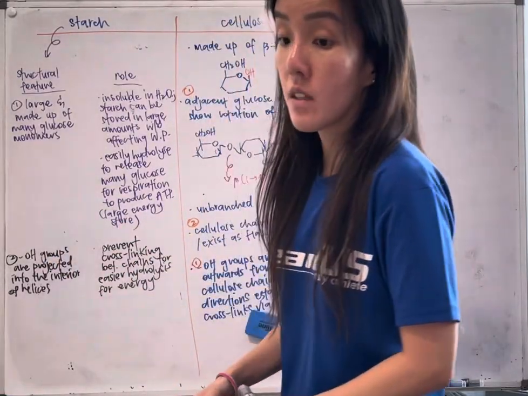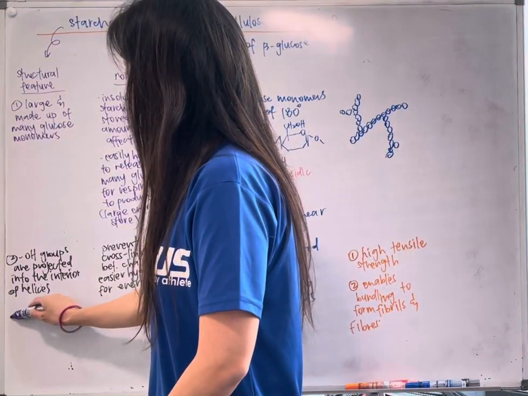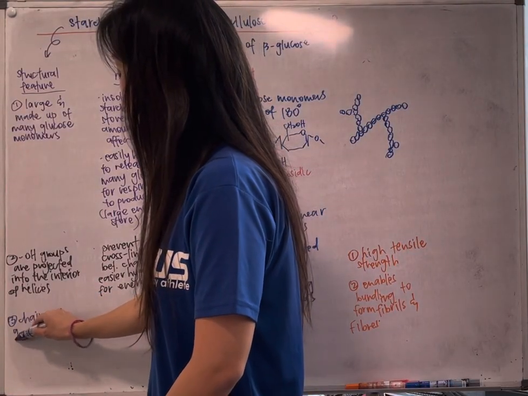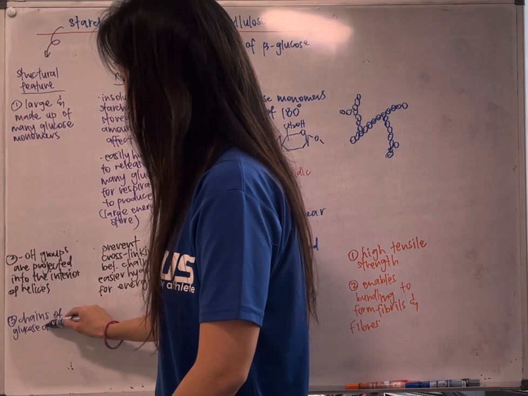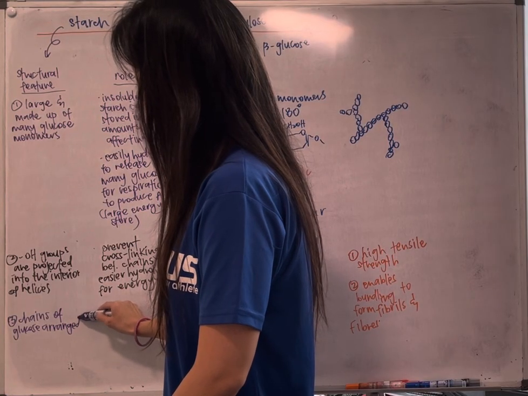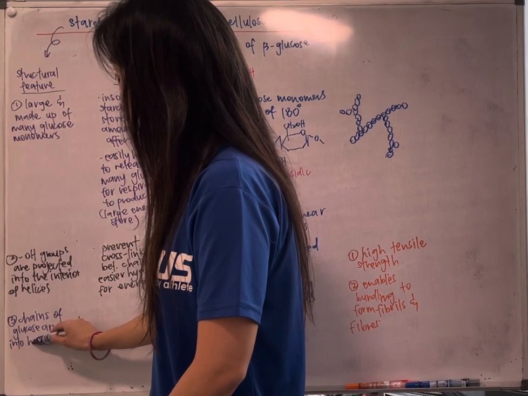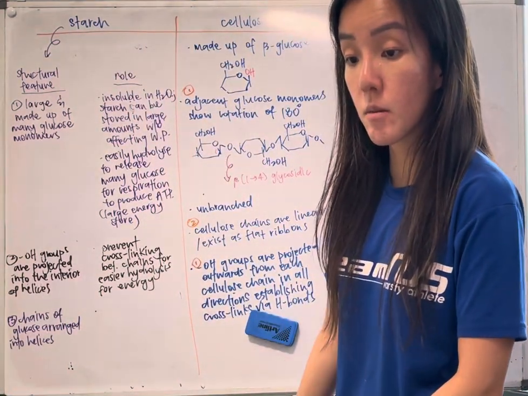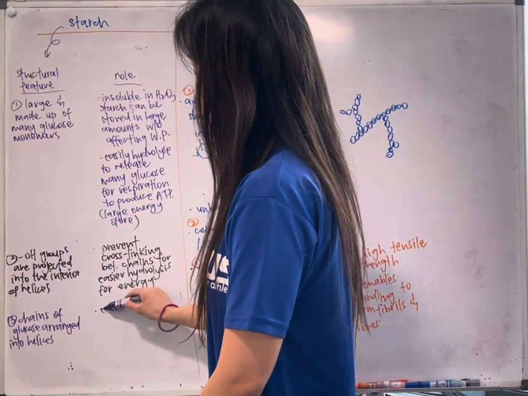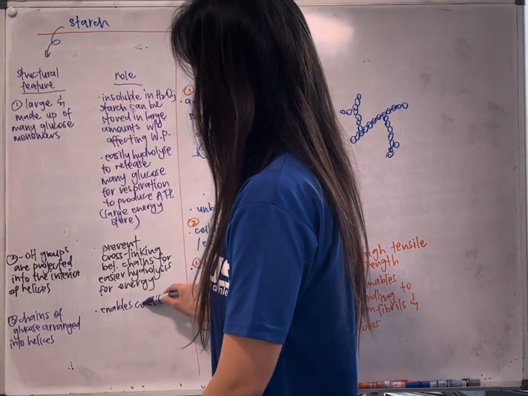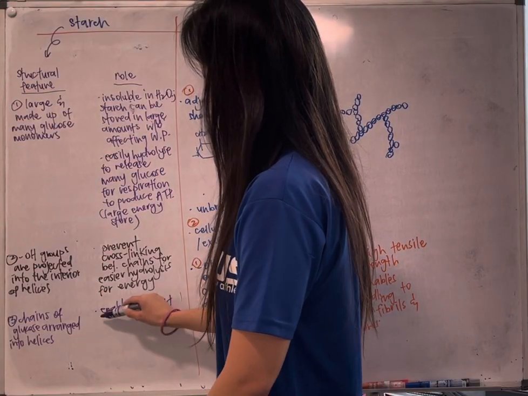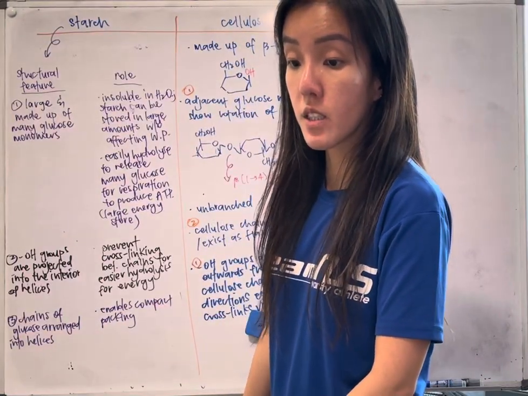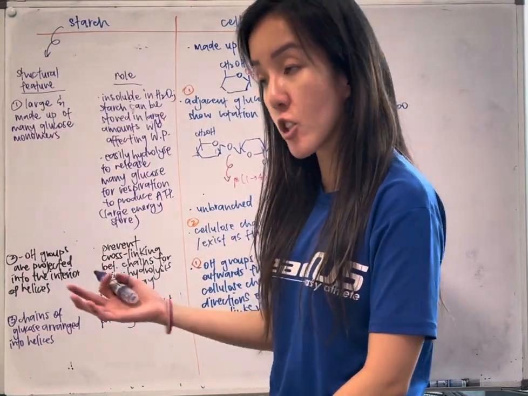What else? We also have chains that are arranged in helices. Chains of glucose, when they are arranged in helices, the purpose is what? Compact packing. The compact packing in starch enables storage of a large amount of energy in a small space.